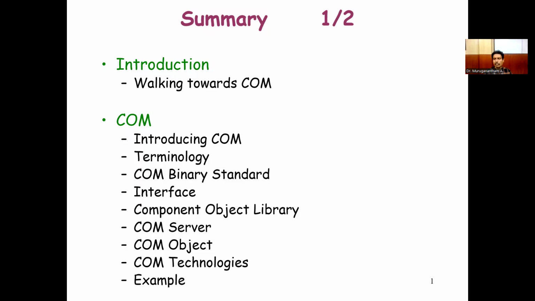COM is nothing but Component Object Model. In this coming set of slides, we are going to discuss an introduction to the Component Object Model, and then the different technologies being used for COM, and then COM binary standard. Then there are a few important aspects of COM. Number one is interface, second is the component object library, followed by COM server as well as COM objects, and the different technologies that evolved from COM. Finally, there are a few practical examples.